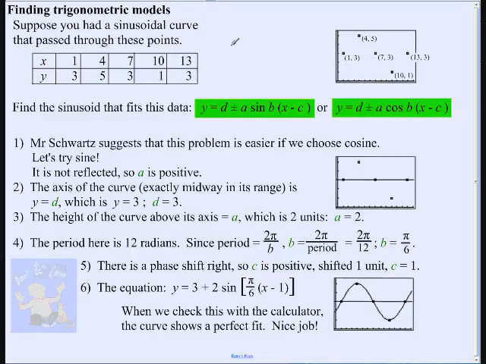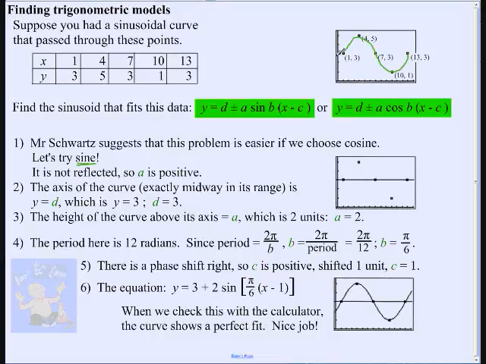Suppose you had a sinusoidal curve, which we do, don't we? These are the points we're talking about here. Oh, it's also drawn down here. Find the sinusoid that fits this data. Mr. Schwartz suggests that this problem is easier if we choose cosine, and perhaps it is, but just to be different, I thought, let's try sine.